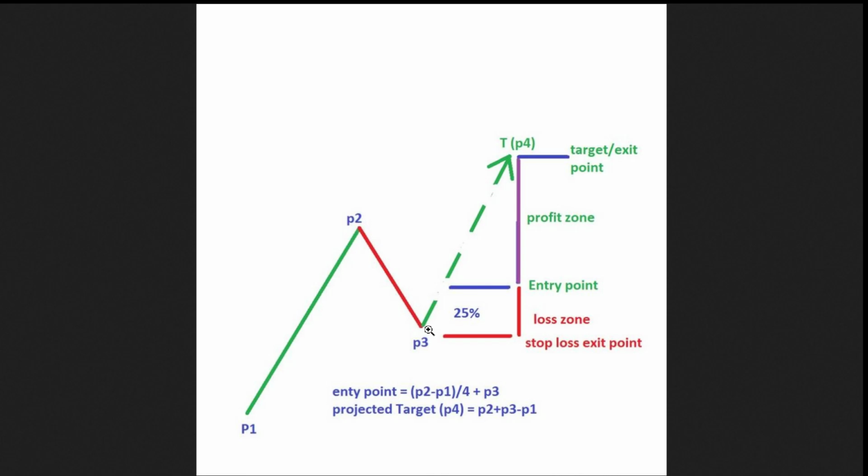If you want to do the mathematical calculation, because the markets are symmetrical, you could say that the distance from P1 to P2, take 25% of that and then add it to P3, and that would give you your entry point. That's what I've done here in this equation.